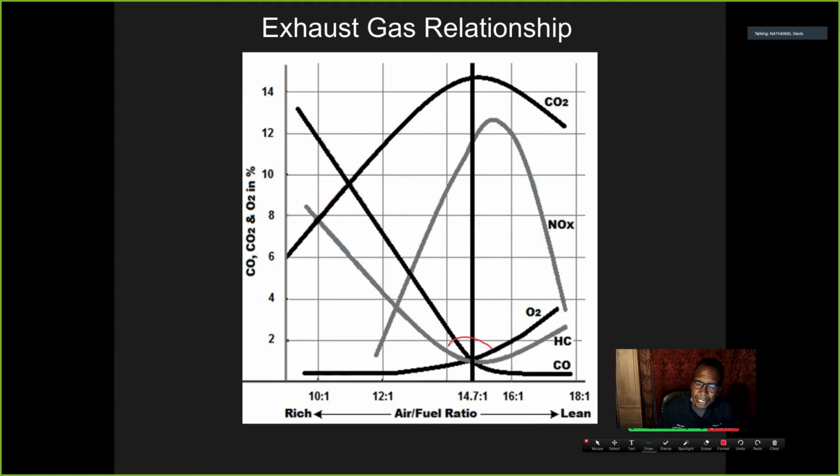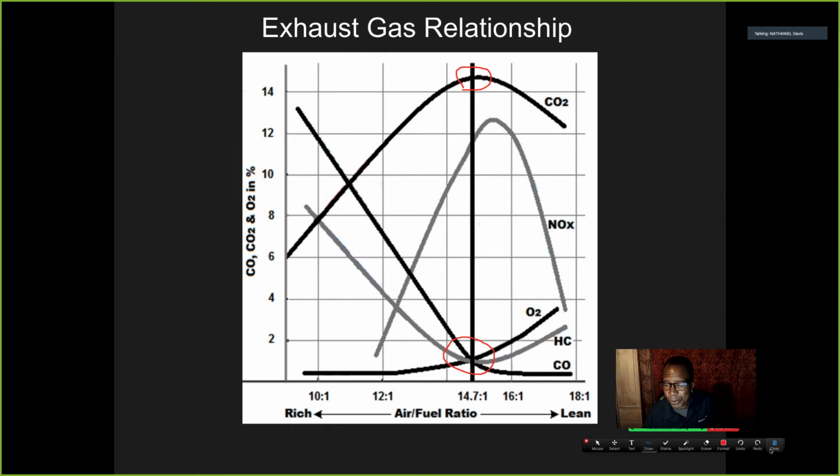at 14.7 to 1, HC, CO, and O2 is almost damn near balanced. And CO2 is at its highest point. That almost makes no sense, right? Because at 14.7 to 1, HC and CO is low. CO2 is high, which is great. But at 14.7 to 1, we're creating NOx because it's too lean.